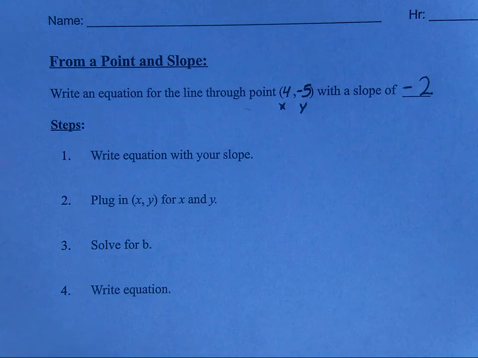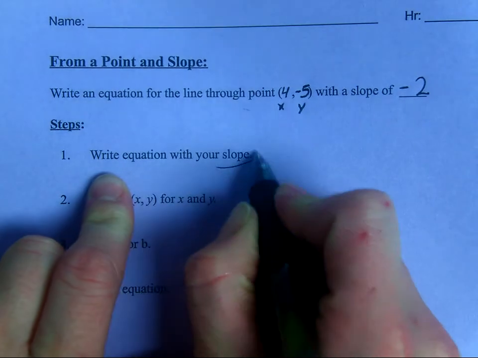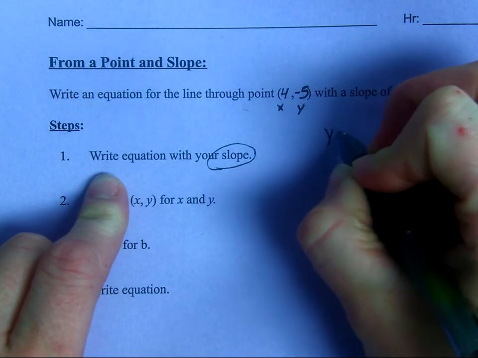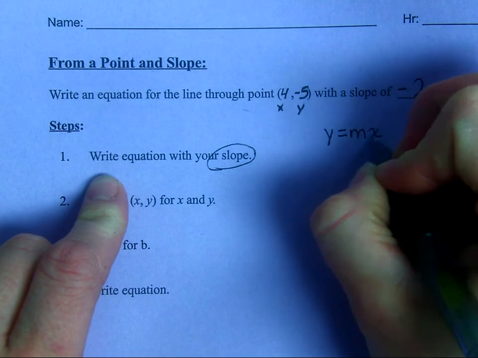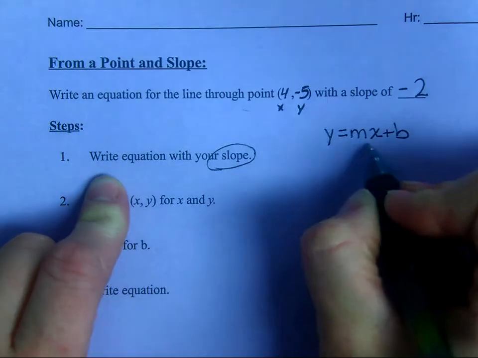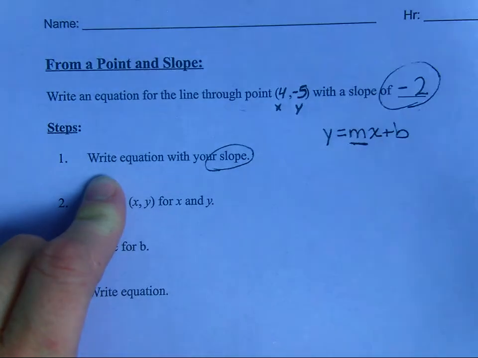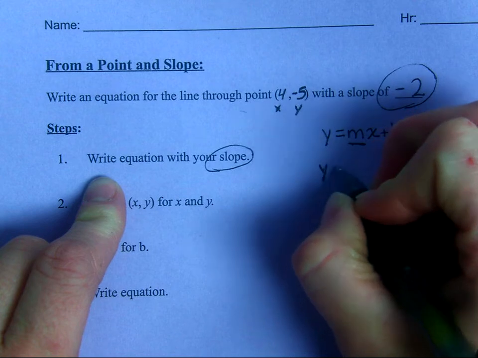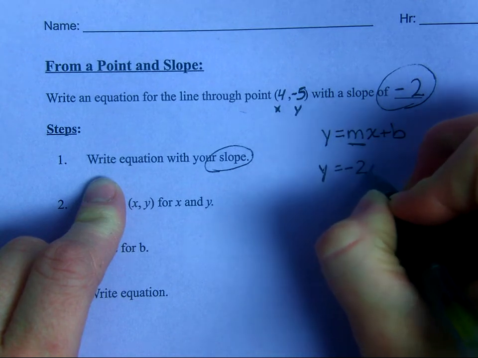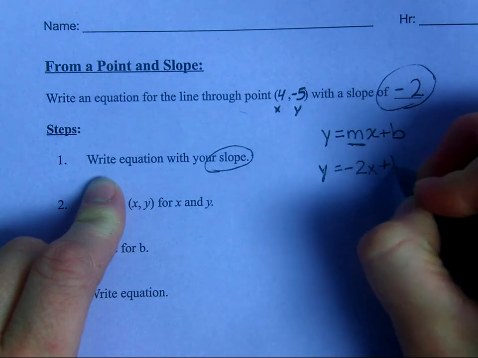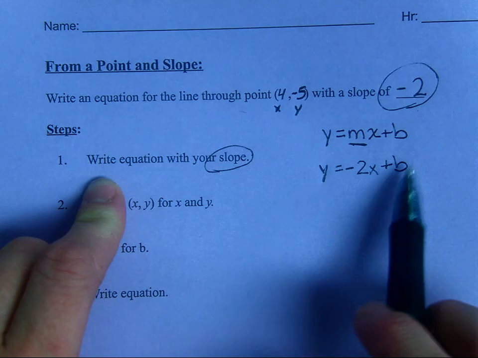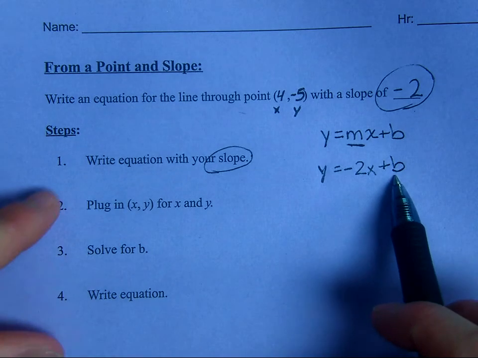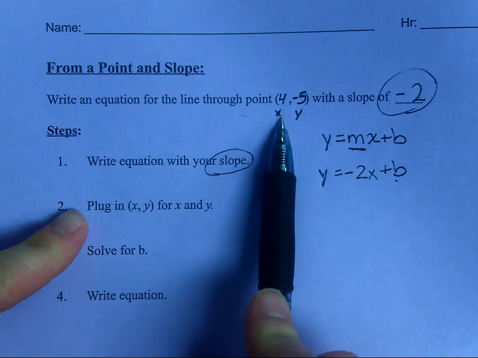So the first thing we're going to do is fill in our slope into the equation. We know the equation for a line is y = mx + b, and m is our slope. Since we already know our slope is -2, we can just plug that in for m. So we just replaced m with our slope of -2. We don't know what b is yet, so I just have to leave that as a b until we figure that out.